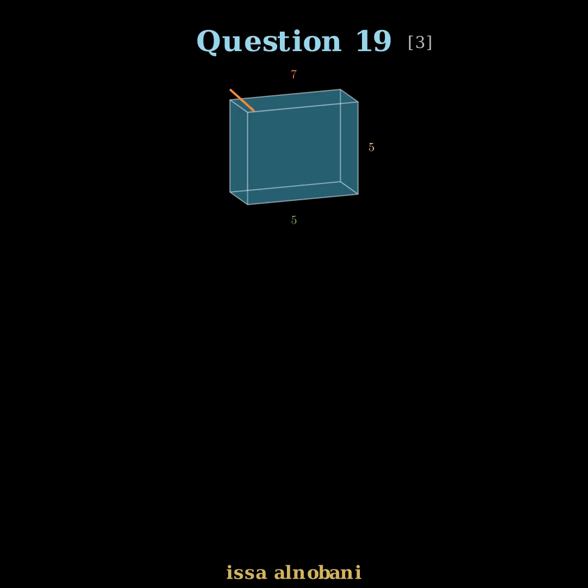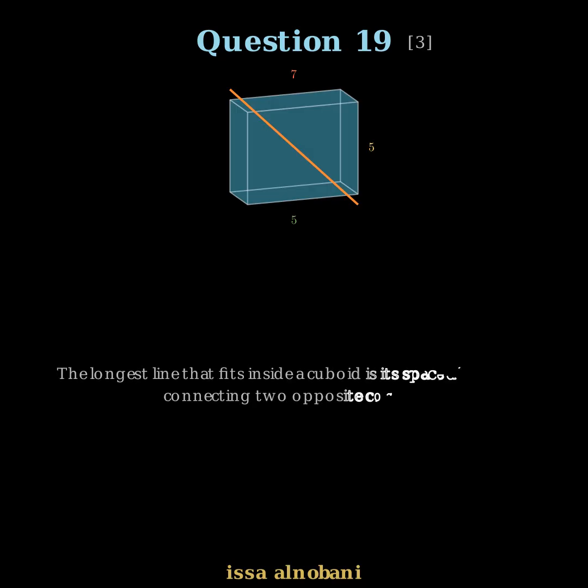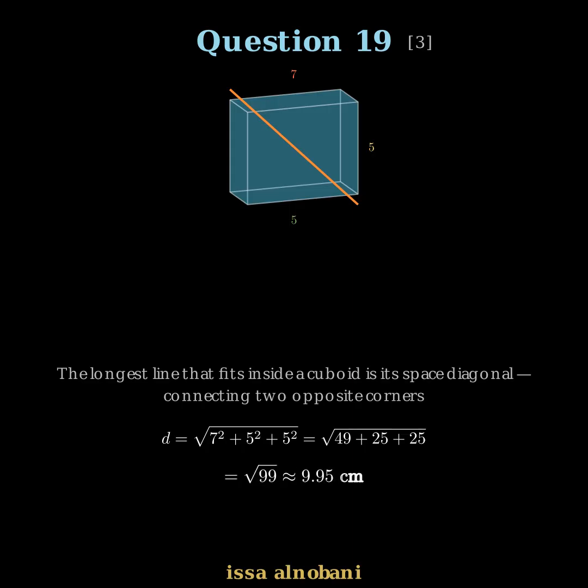Question 19. The longest line that fits inside a cuboid is its space diagonal. Root of 7 squared plus 5 squared plus 5 squared, which is root 99, about 9.95 centimeters. Since it's less than 10 centimeters, the rod does not fit completely inside.